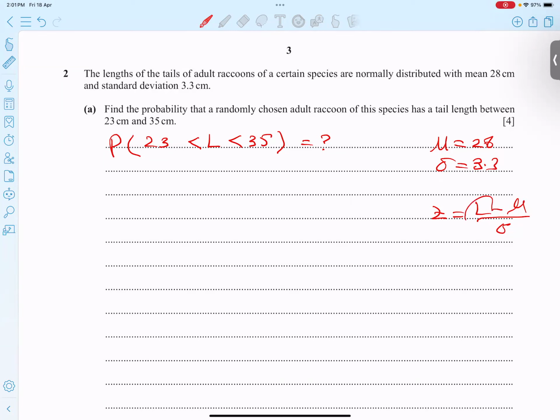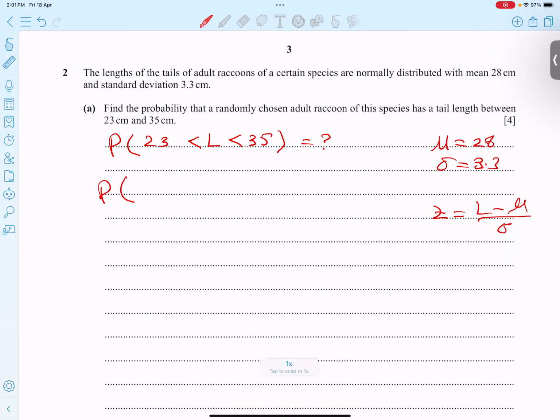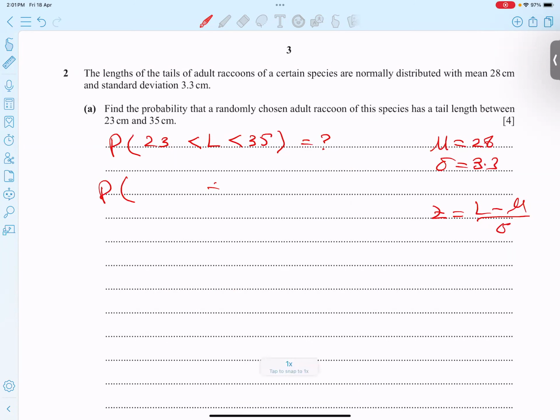So L is becoming this value 35. I'm going to write Z immediately in the middle, because data is going to be normalized. 35 minus mean, which is 28, over deviation 3.3. Same here, 23 minus mean, which is 28, over 3.3. If you check this in the calculator, this is coming -5 over, so -1.515.